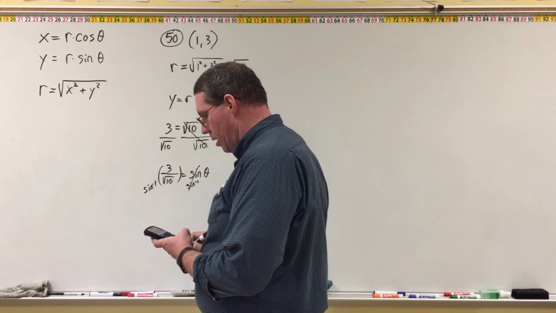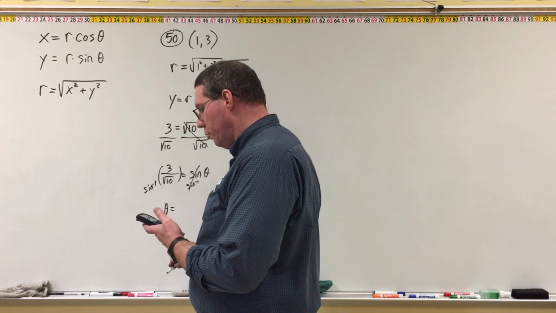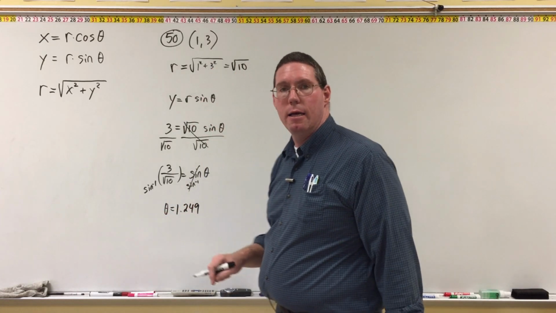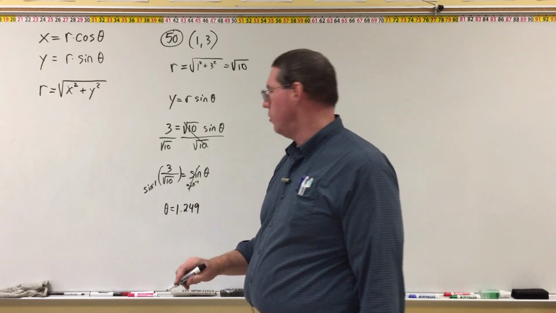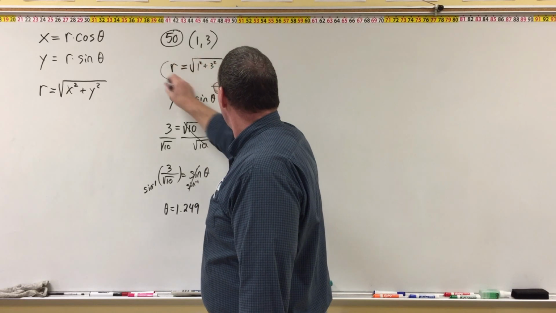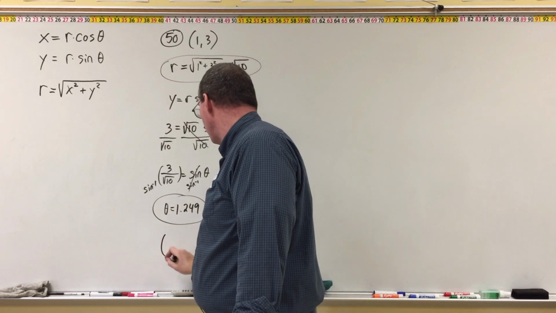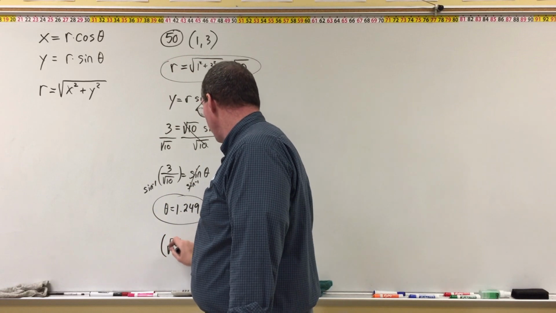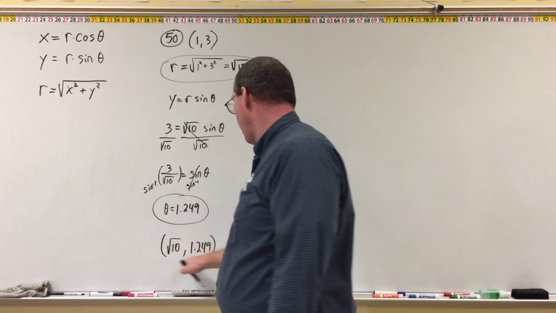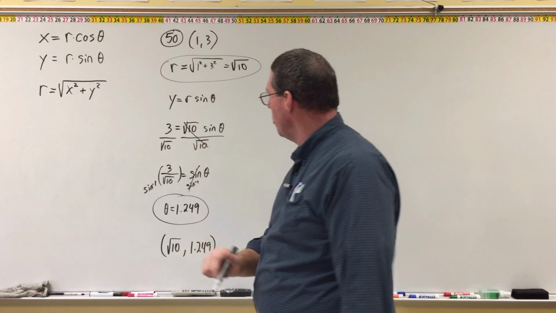And that's going to give me theta is equal to 1.249. It's okay that it's not in pi. We could put this in pi, but I'm not going to make you do that. Okay? So now our radius is square root of 10. Our theta is 1.249. So our polar coordinate is going to be the square root of 10, comma, 1.249. And there is our polar coordinate that is in the exact same place as the rectangular coordinate 1, 3.